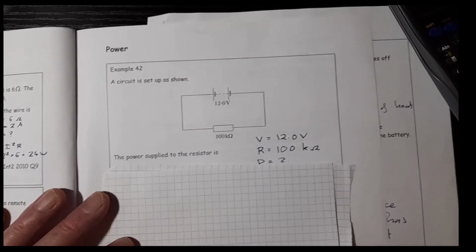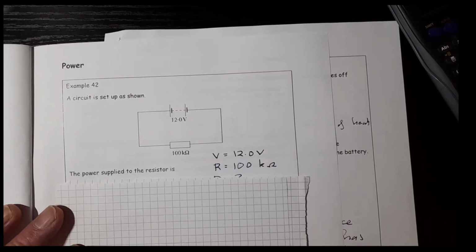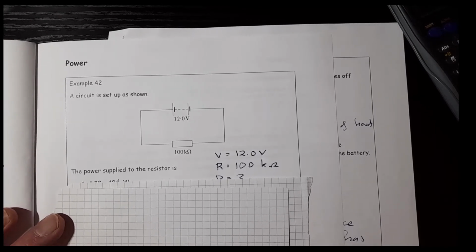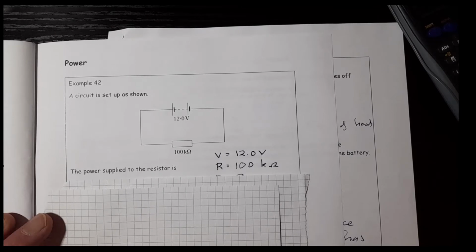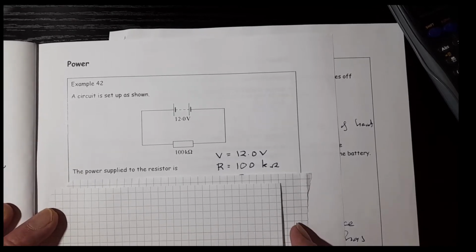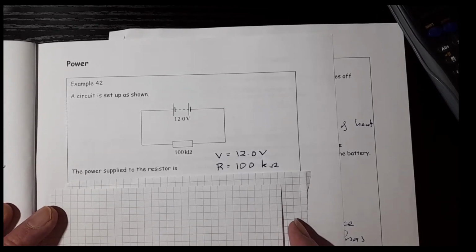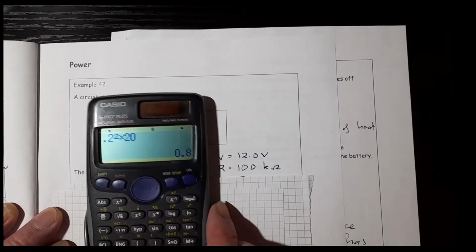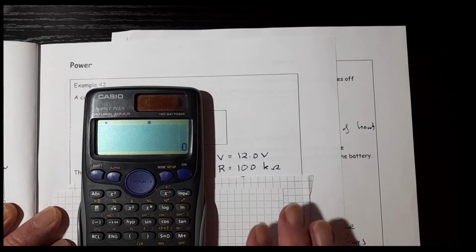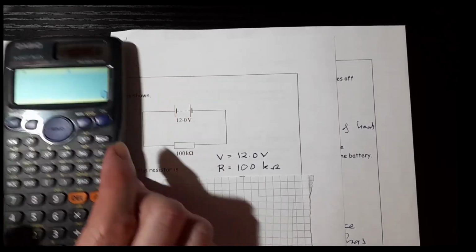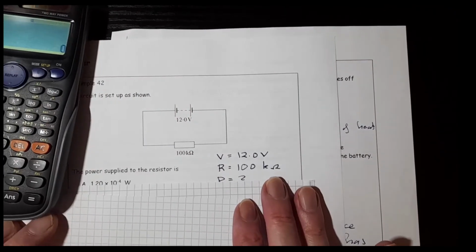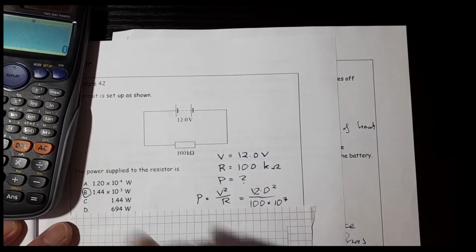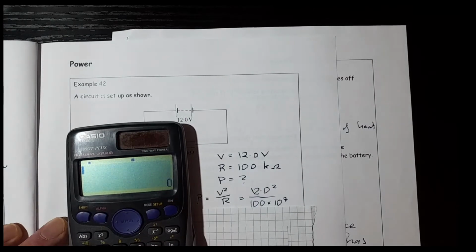Now the next one is example 42. So we have this circuit here, 12 volt power supply, a 100 kilo ohm resistance. The power supplied to the resistor. Again, multiple choice, but we'll go through the workings. So I've written down the voltage, 12.0 volts and 100,000 ohms, 100 kilo ohms, or 100 times 10 to the power of 3. So this time, the equation that you're going to need is P equals V squared divided by R.